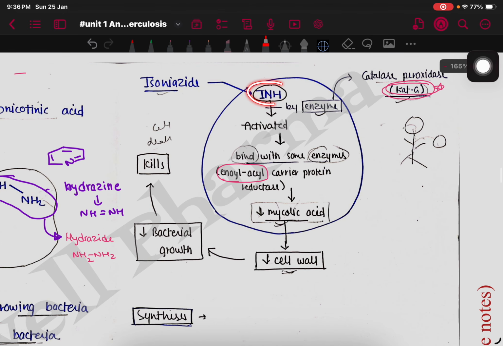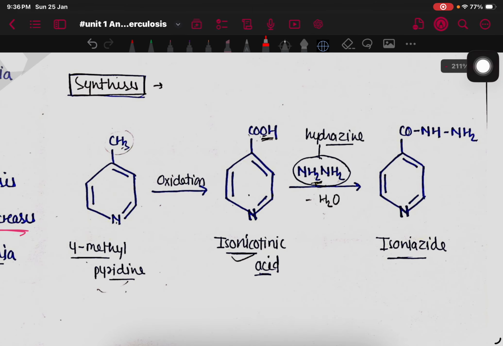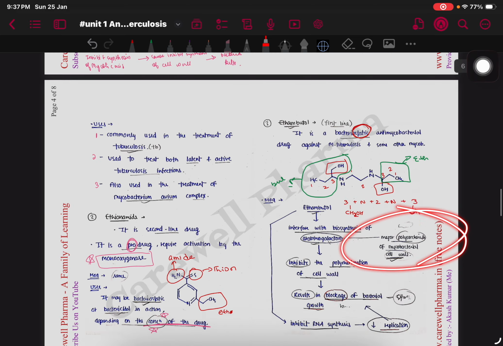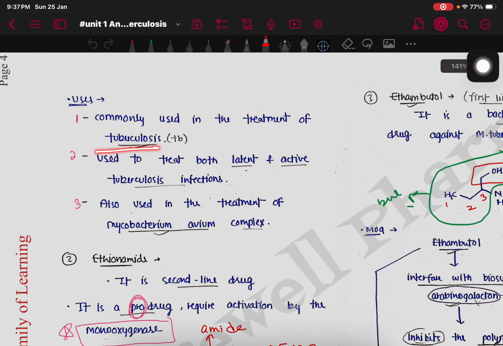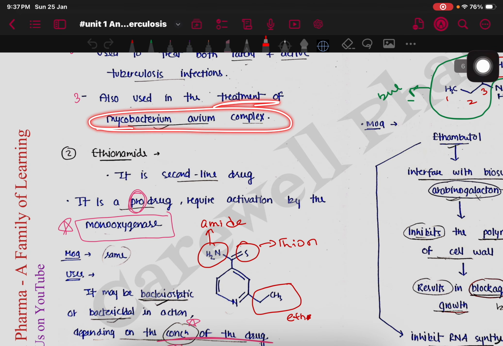Like this: first, INH is a prodrug. It gets activated by catalase peroxidase KatG. Then it binds with the enzyme called enoyl acyl carrier protein reductase, which decreases mycolic acid production, so the cell wall will be decreased and the cell will get killed. Then for the synthesis, from methyl pyridine we first add oxidation, then hydrazine addition, and then it is complete. Uses: latent and active tuberculosis, and treatment for Mycobacterium avium complex.